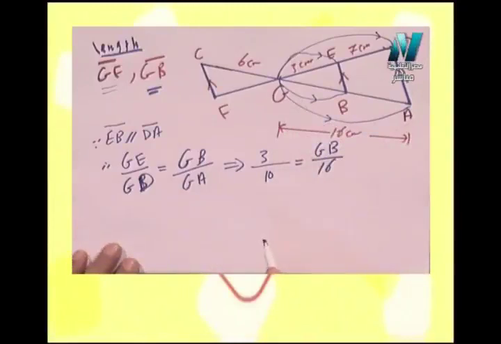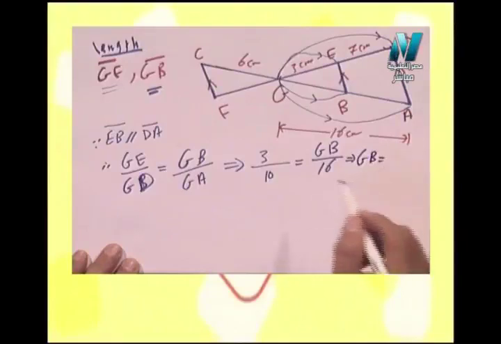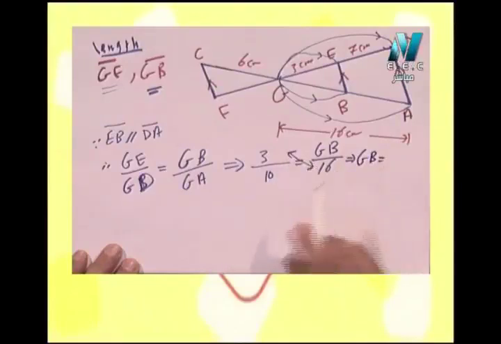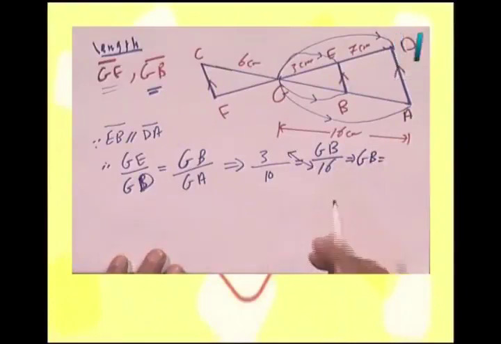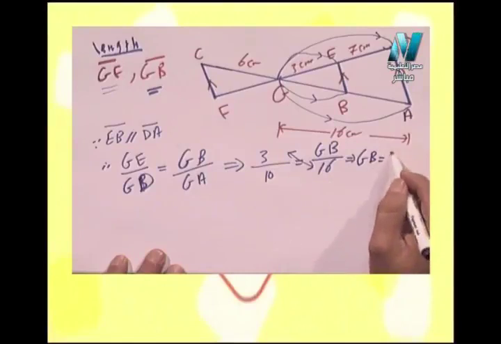And we can find GB here by cross multiplication. 3 times 16 over 10. The answer will be 4.8 centimeters.